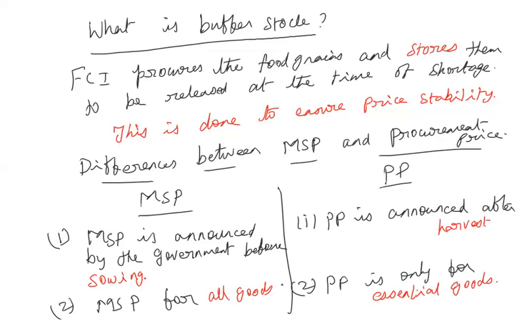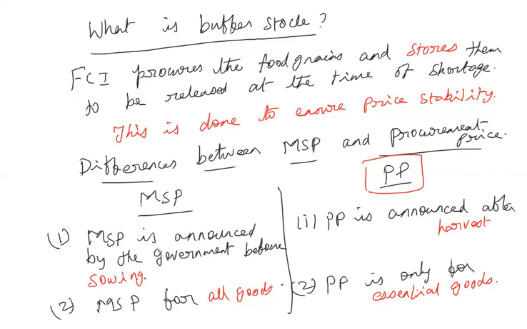So in order to avoid that: the MSP is announced even before sowing, but after the sowing season, if anything happens and there is a shortage of food grains, the price in the open market will increase. The farmers will prefer to sell directly to the open market, and the consumers will face the hardship. So in order to encourage the farmers to sell to the Food Corporation of India instead of the open market, the government announces the procurement price.